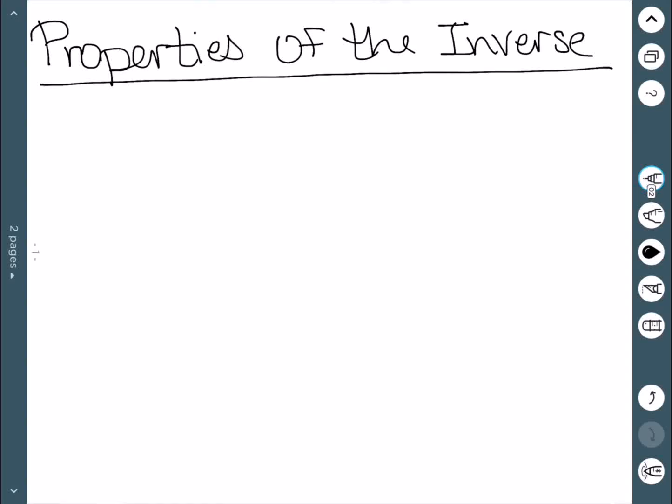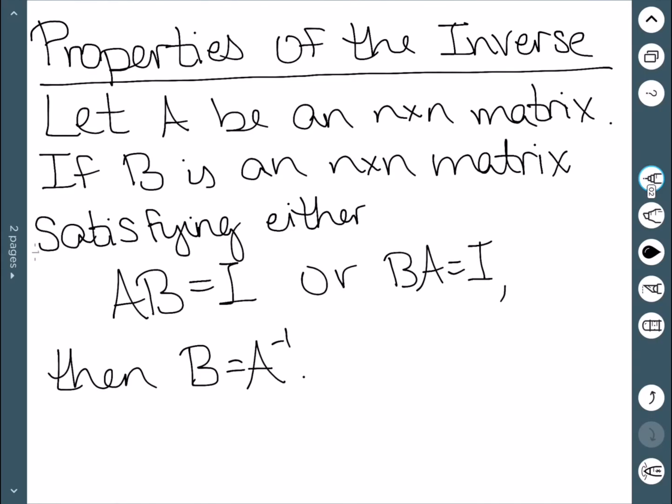We'll now look at several different properties of our matrix inverse. Our first theorem says that if we have an n by n matrix, A, and if B is also an n by n matrix, such that either AB is the identity or BA is the identity, then B is the inverse. So we only need to check one of these rather than both.